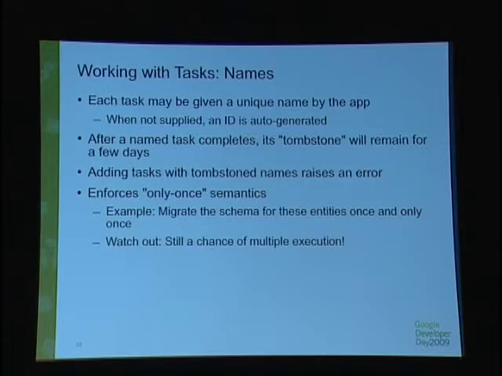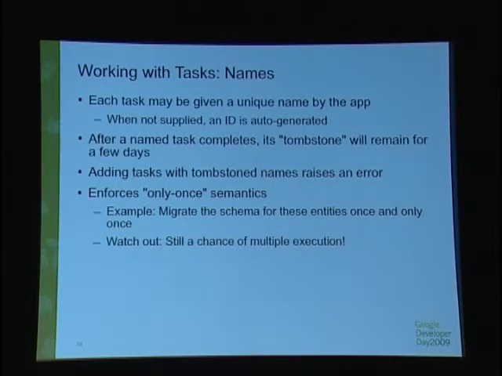Now note that this is different than the chance of multiple execution. So that named task may run more than once. It's possible in an error condition. But basically, task names let you control the starting point and say that this task with this name at this starting point of some chain of work will only be enqueued a single time. Cool.